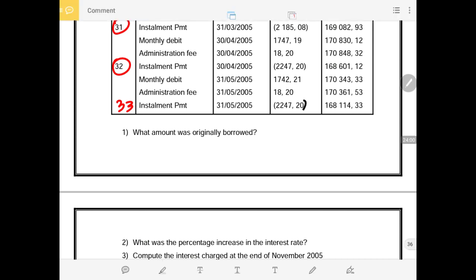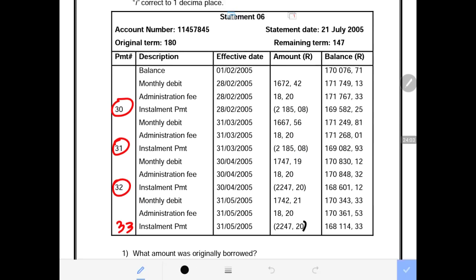And I want to highlight this once again. Remember, up until the end of March, because the interest ended at the end of March, we had what you call an annuity. Remember, the definition of an annuity says an annuity is a series of equal payments made at regular intervals of time at the same rate of interest.